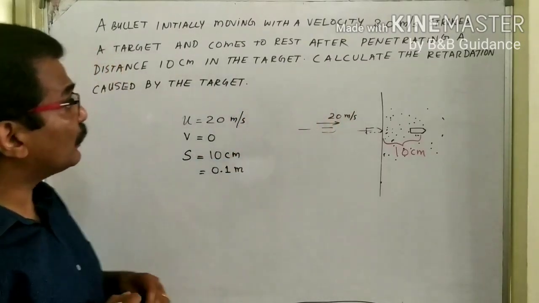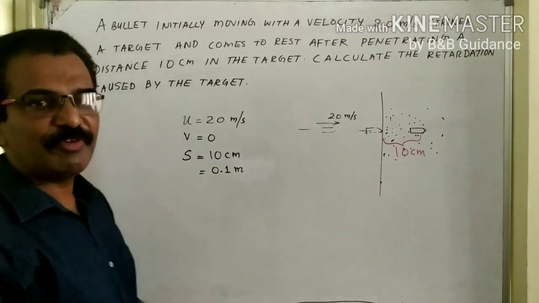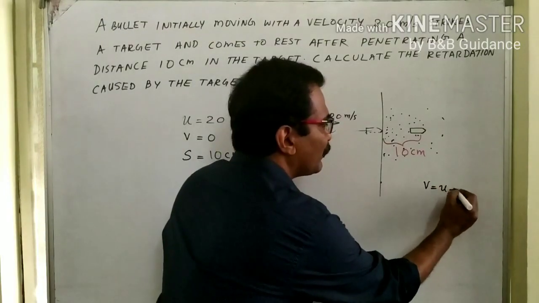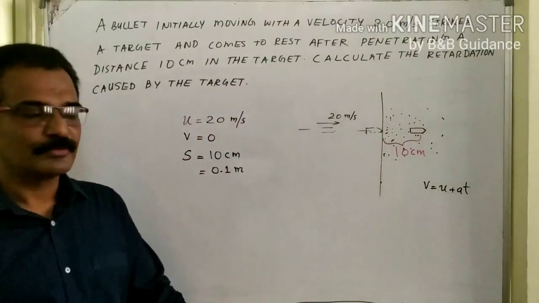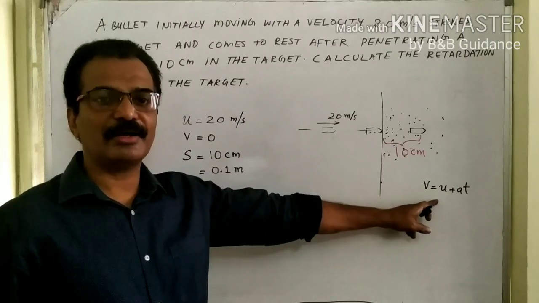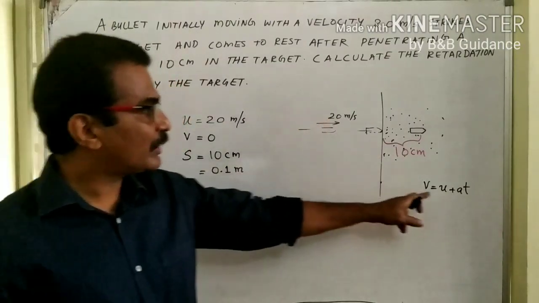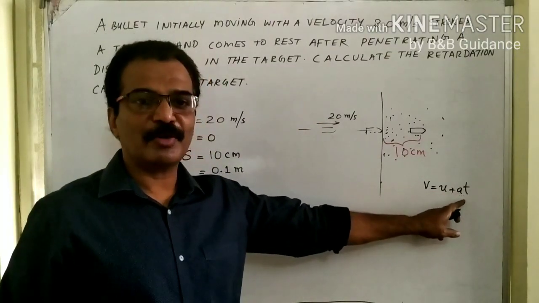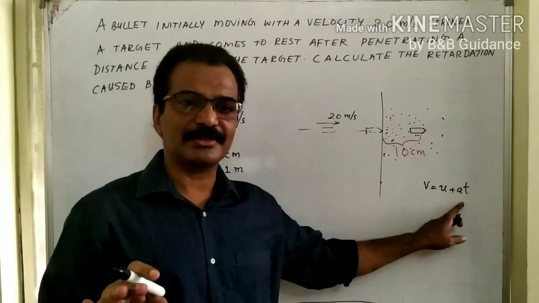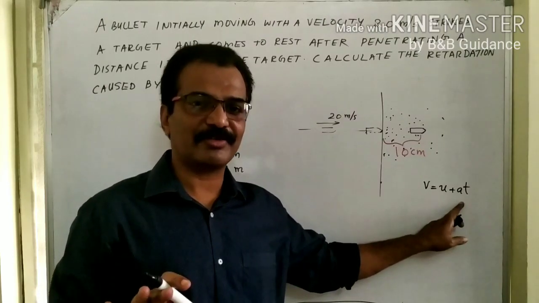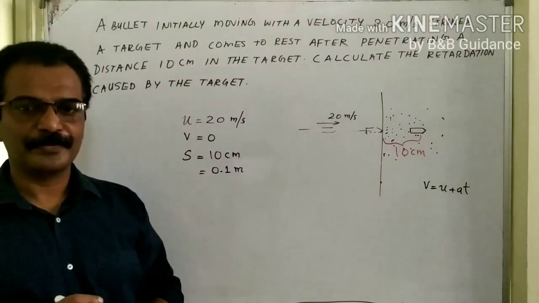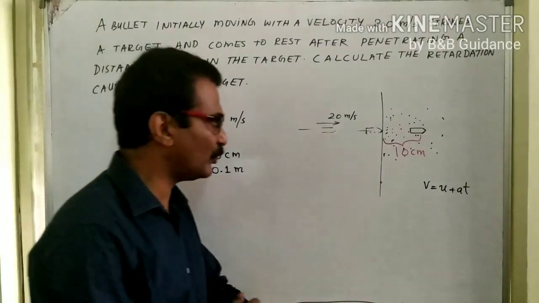Now you are asked to calculate the retardation. Which formula will help you? Your formulas are v is equal to u plus at. Will it help? No. We have to find retardation. In the formula, acceleration is there. Once you find the acceleration, you can write retardation. Retardation means negative acceleration. Is this formula helpful? No, sir.